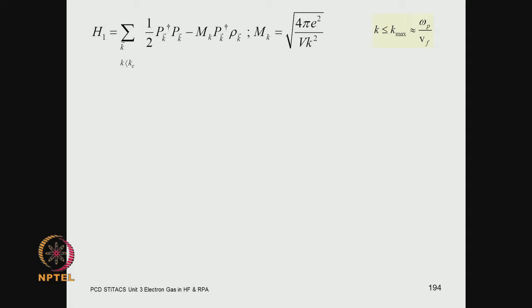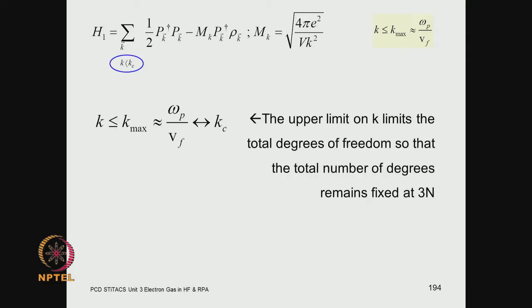We have to remind ourselves that we are expecting an upper limit on k. We showed how it comes in classical mechanics. We knew that it has this value. So, the total degrees of freedom will be limited because of this upper limit on k.